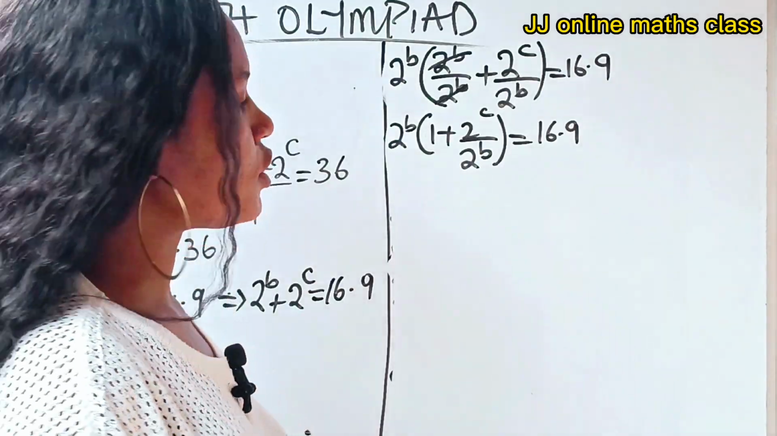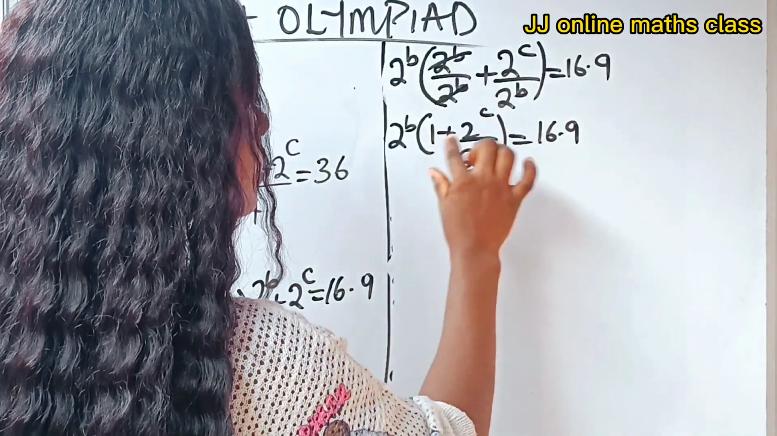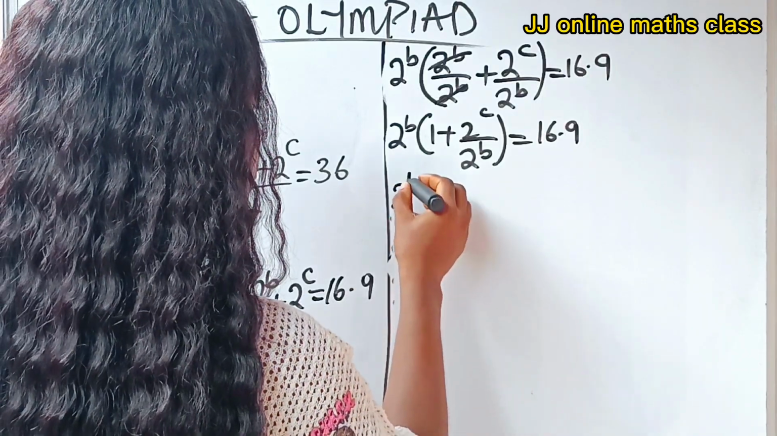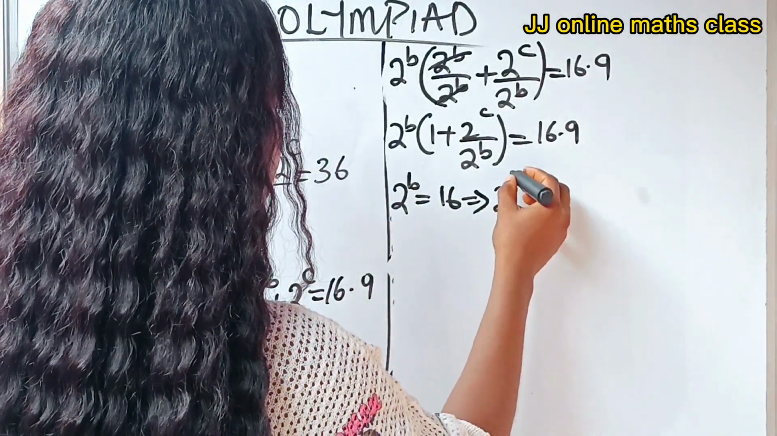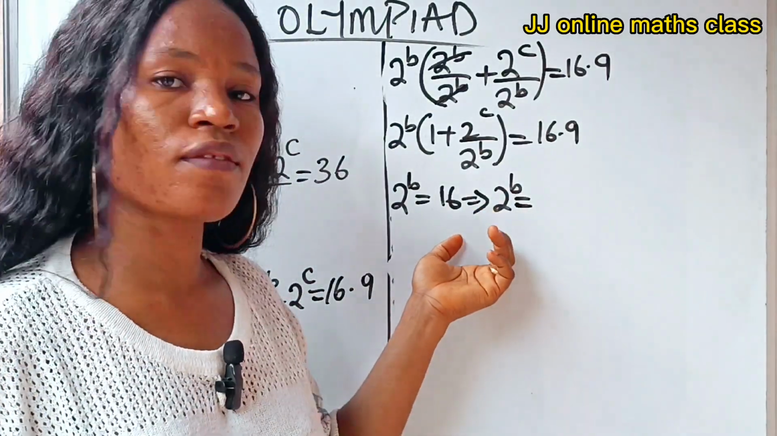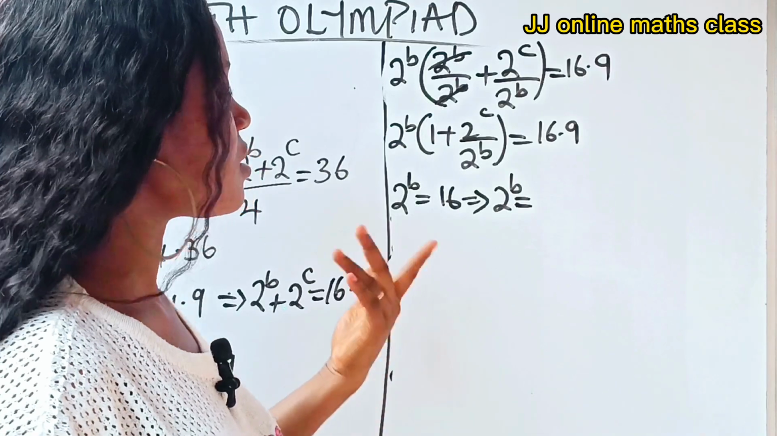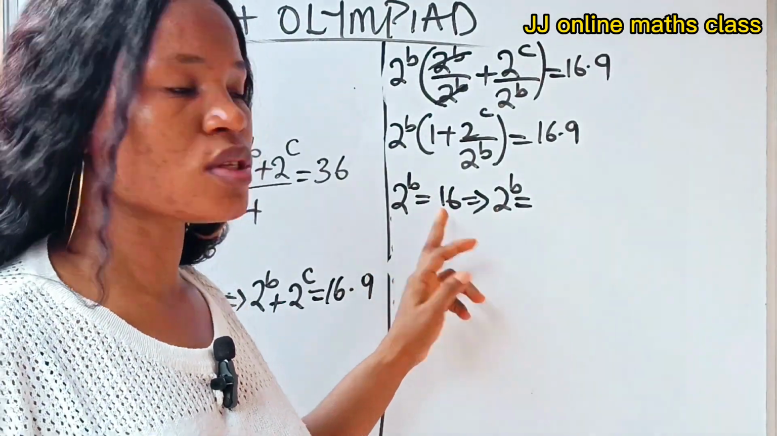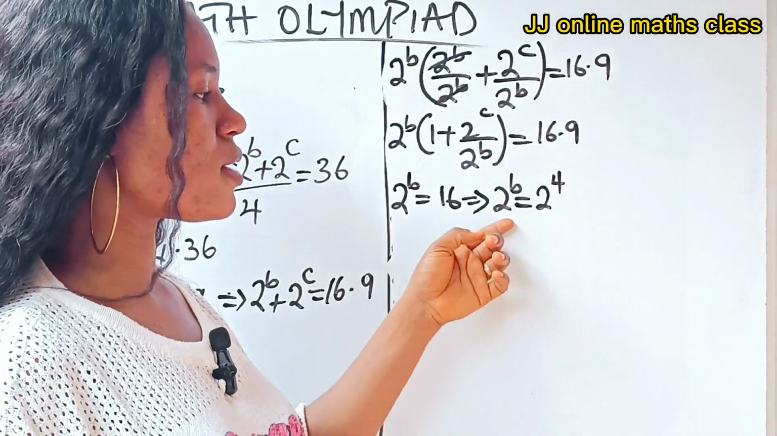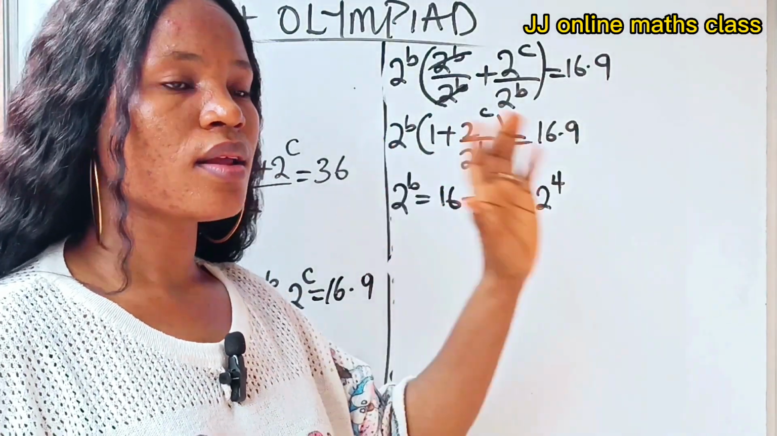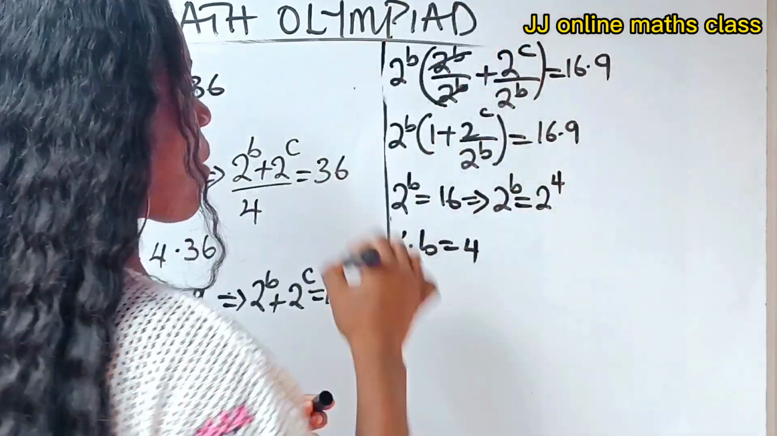Now remember our trick. Note that this is even, so let's equate it to even, and this is odd, so let's equate it to odd. So we can say that 2 to the power of b is equal to 16. Now when you have this kind of thing, all you need to do is ensure that you put them in the same base, as easy as that. Now 16 can be written as 2 to the power of 4. So once the bases are equal, you can equate the powers. Therefore we can say that b is equal to 4. We have gotten the value of b.